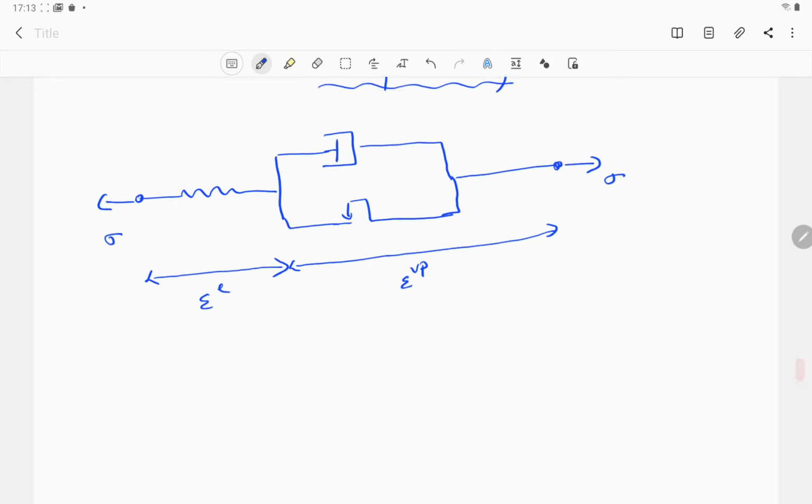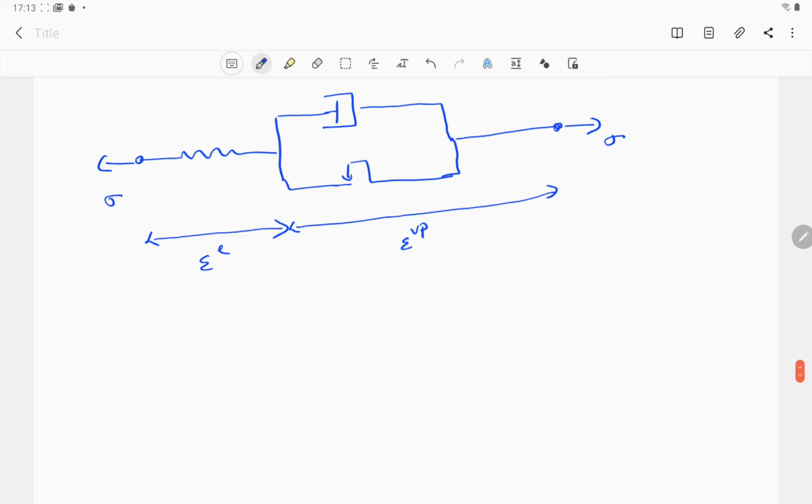Okay, so now if you see the total strain, which is from this point to this point, which has been additively decomposed into epsilon E and epsilon Vp. So let me write the total strain as epsilon, which is equal to epsilon E plus epsilon Vp.